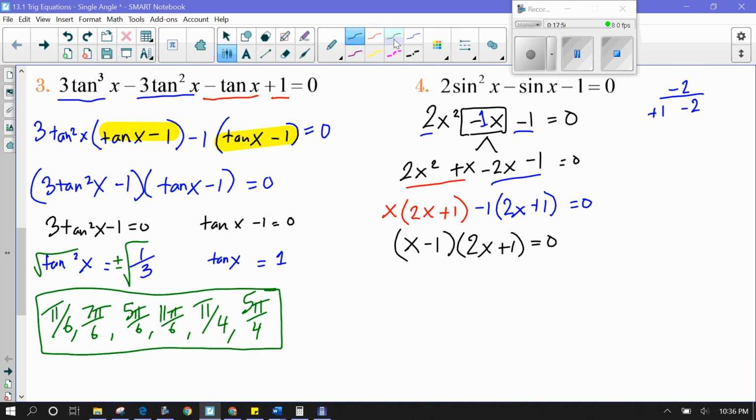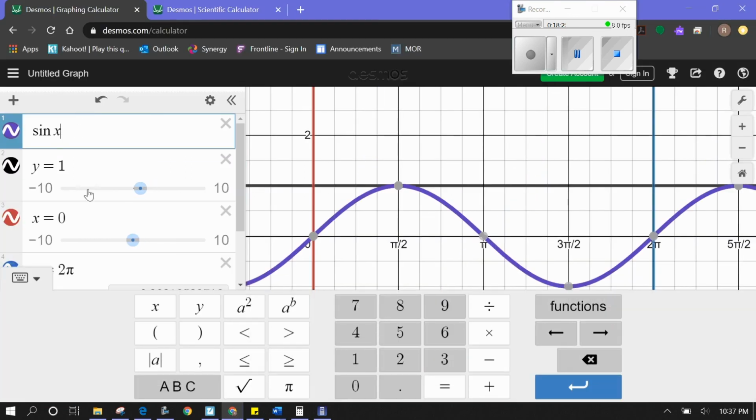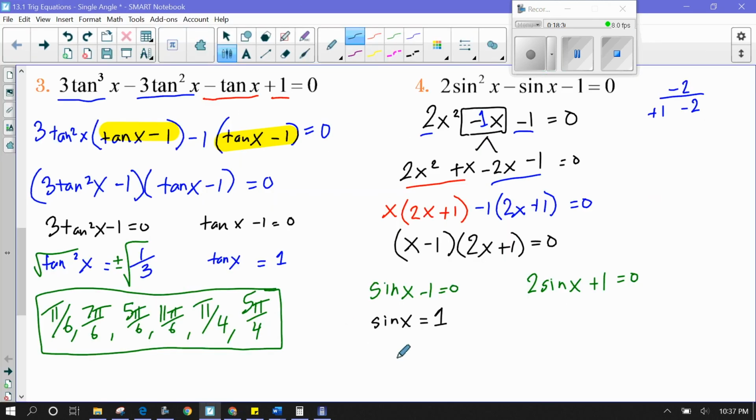And now I can go ahead and change this, after I use the zero product property, to what it was before. So I can put the sine functions back in with the x's where they are. So I can rewrite this as sine x minus 1. Using the zero product property, that's equal to 0. And 2 sine x plus 1 equals 0. Okay, so add over 1, and now let's go ahead and change this to sine. Where's my output going to be 1? So it looks like just at pi over 2 for the first one.